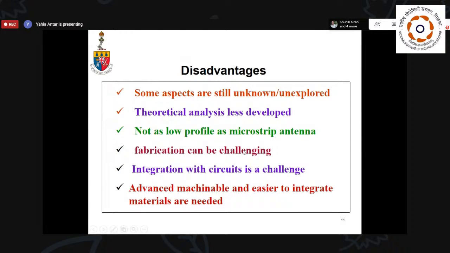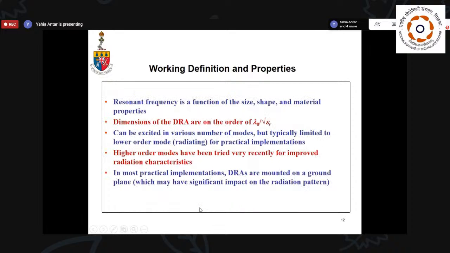Well, some of these disadvantages we are all familiar with. Up till now, there are still some unknown or unexplored aspects. Theoretical analysis used to be less developed. It's a bit more developed now. One is not as low profile as microstrip antennas. It offers better advantages sometimes, but not as low profile. And this is obviously the big challenge that we talked about in the fabrication and in the integration, and that includes the machining of it.